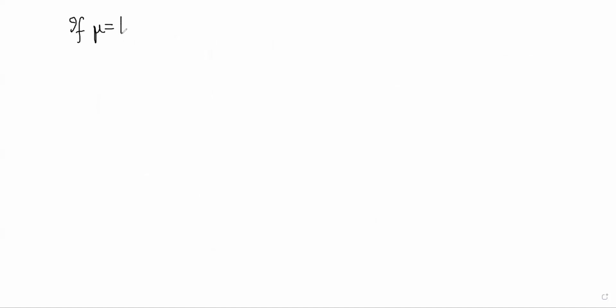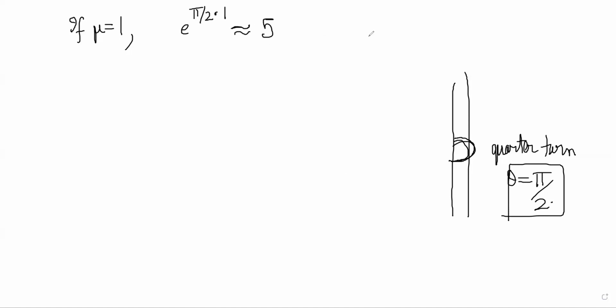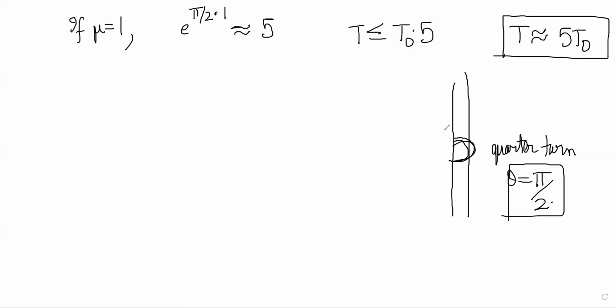If mu is equal to 1, then suppose you twist around the rope and this turn is like a quarter turn. Basically the angle that you turn around the rope is theta equal to pi by 2, 1/4 of a circle, right? In that case, e power pi by 2 times 1 is almost equal to 5. So what you get is T is less than or equal to T naught into 5, right? So T can almost be equal to 5 T naught. That is the maximum force that you might get on the other side. The tension here would be 5 times T naught possible, right? And that is just for a quarter turn.